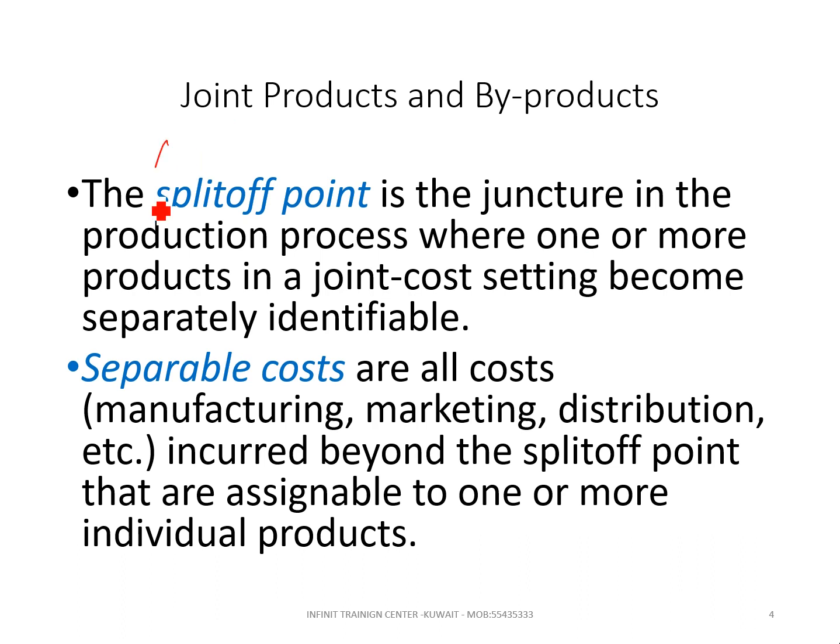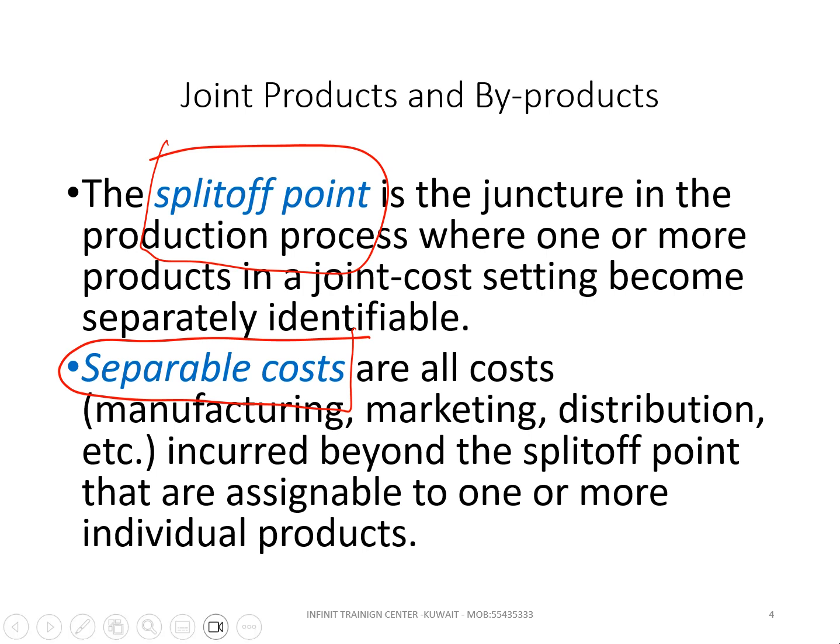The split off point, you can just read the definition. And separable cost, we know, is the cost you incurred after the split off point. The split off point is the juncture in the production process where one or more products in a joint cost setting become separately identifiable.